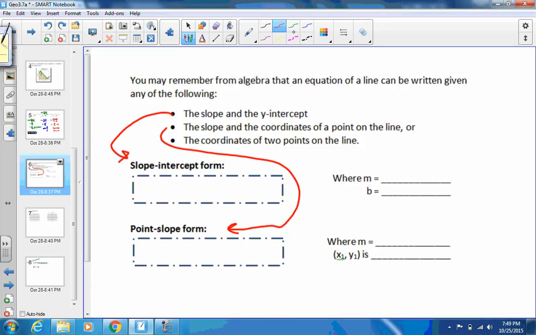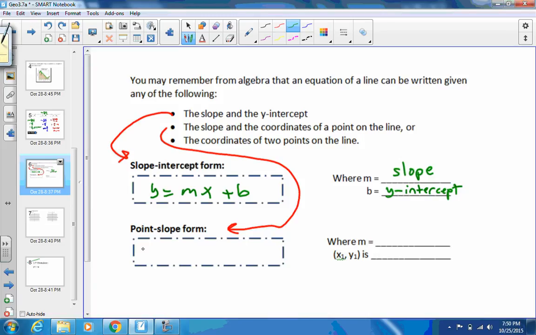But if you recall, slope-intercept form would be y equals mx plus b. And the only 2 things you're going to have numbers for, if you're showing the regular equation, would be the m, which is the slope, and the b, which is your y-intercept, meaning that is where it crosses the y-axis. So that's the point where it would cross the y-axis.